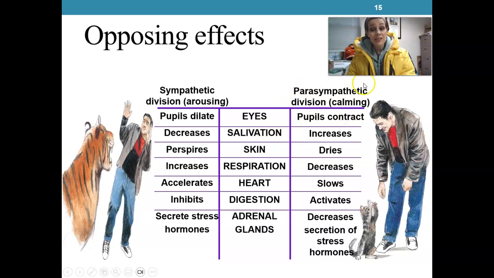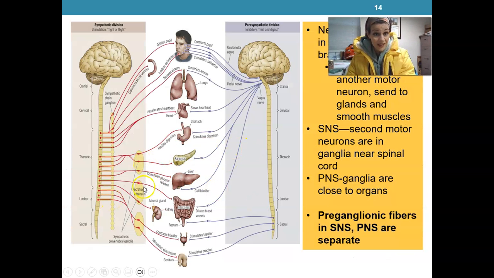Now notice that the parasympathetic nervous system does the exact opposite of this. So whereas with the sympathetic nervous system, the pupils dilate, with the parasympathetic they contract. With the parasympathetic, salivation will increase because digestion is being stimulated. Perspiration will dry from the skin. Respiration will slow. The heart rate will slow. Digestion will activate, and the adrenal glands will basically decrease their secretion of those stress hormones. And you can see some of these other opposing effects here in this previous figure. So, for example, the sympathetic nervous system will stimulate glucose release. It's a major source of energy in our body.